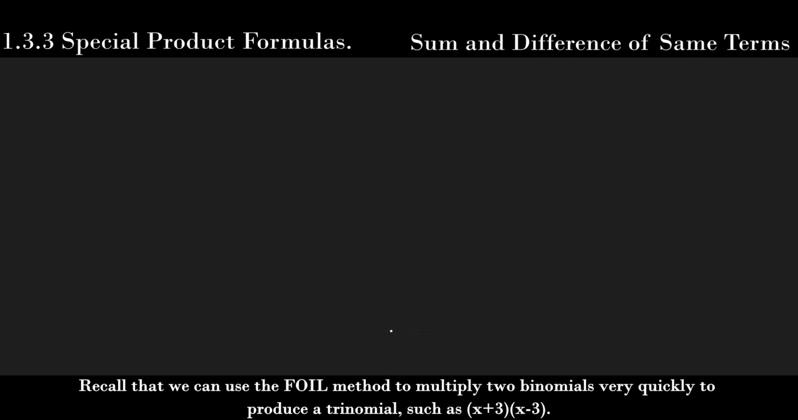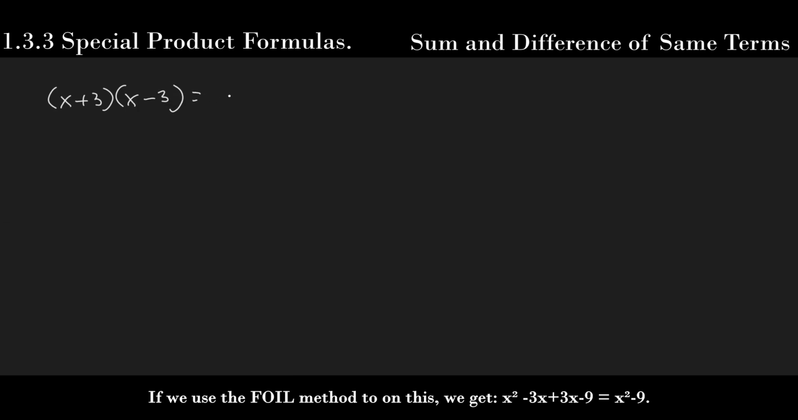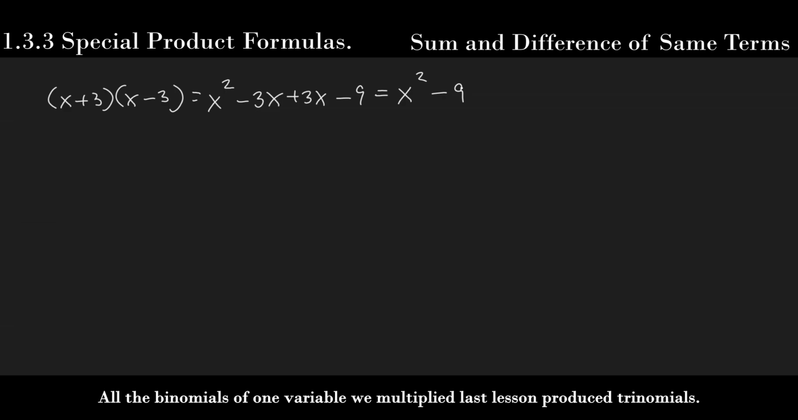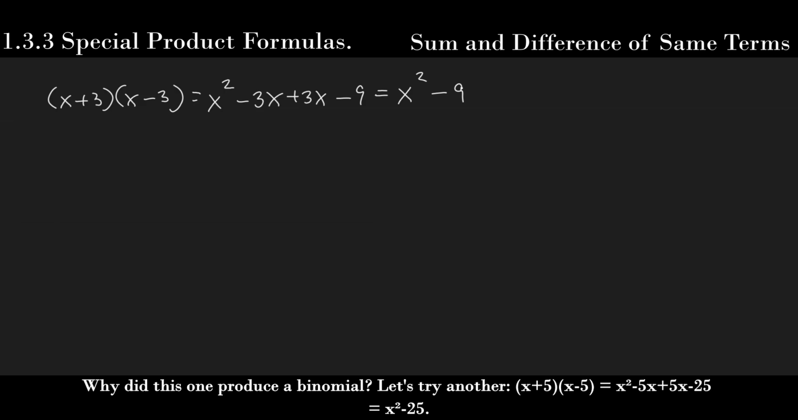Recall that we can use the FOIL method to multiply two binomials very quickly to produce a trinomial, such as x plus 3 times x minus 3. If we use the FOIL method on this, we get x squared minus 3x plus 3x minus 9, which becomes x squared minus 9. Well, this is different. All the binomials of one variable we had multiplied last lesson produced trinomials. Why did this one produce a binomial?